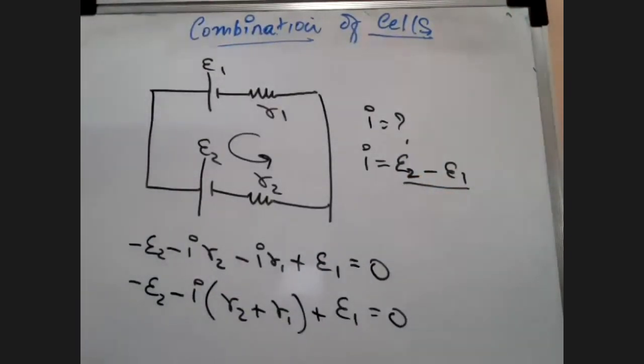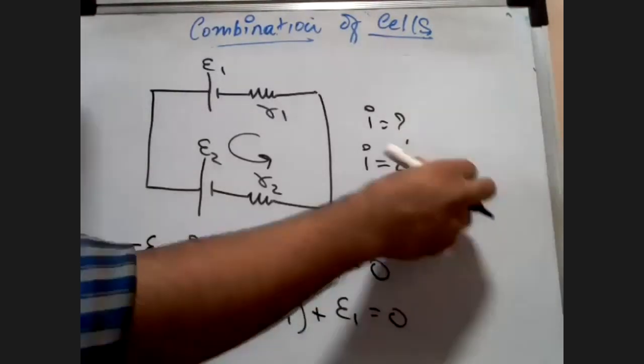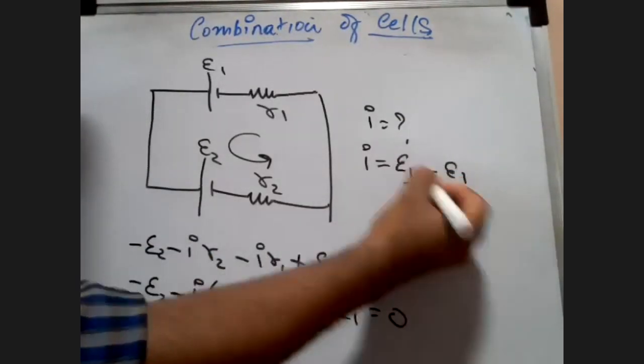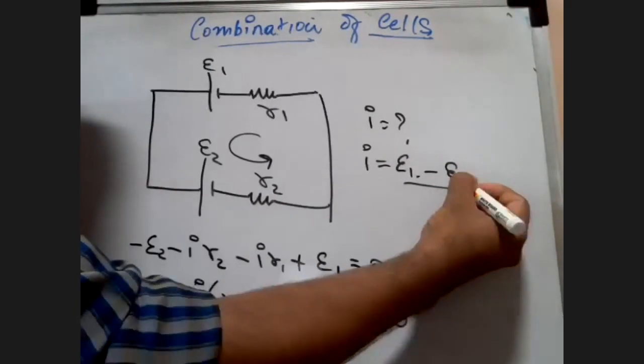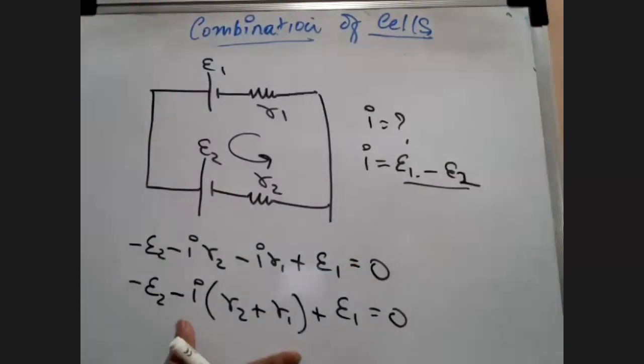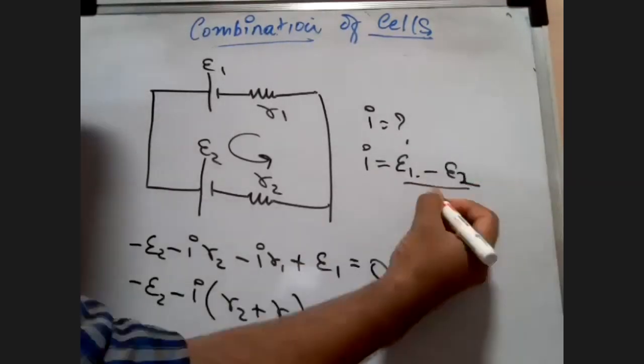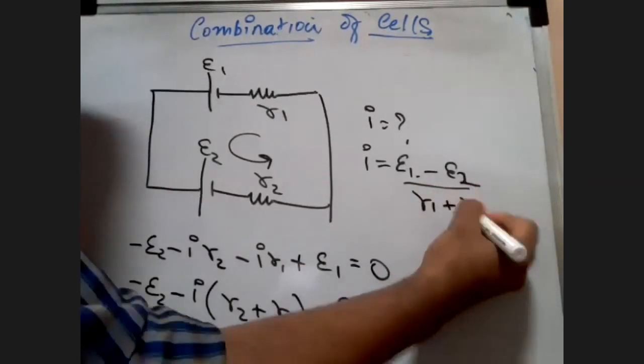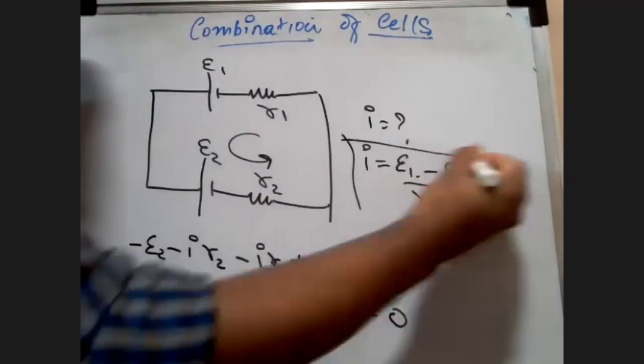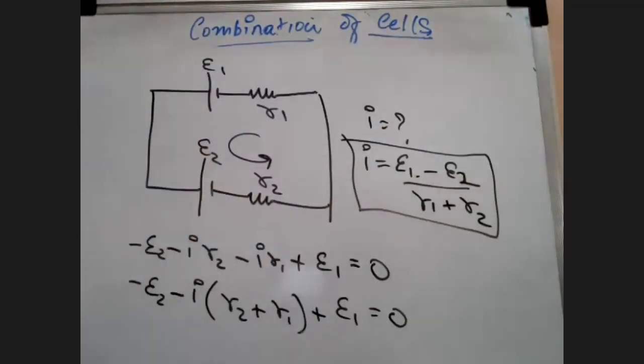Sorry, I will be equal to epsilon 1 minus epsilon 2. Of course, because minus I, this entire term I have taken that side, and then remains epsilon 1 minus epsilon 2 upon R1 plus R2. This is your equation for current in a circuit with two basic batteries with their internal resistances.